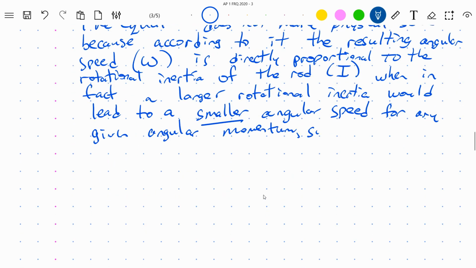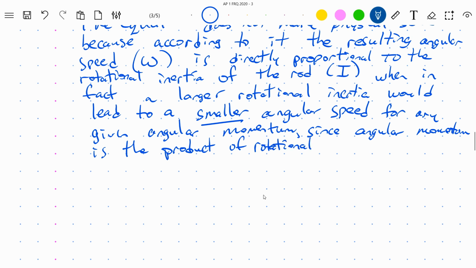And I'll just explain why that is. Since angular momentum is the product of rotational inertia I and angular speed omega. So that should do.